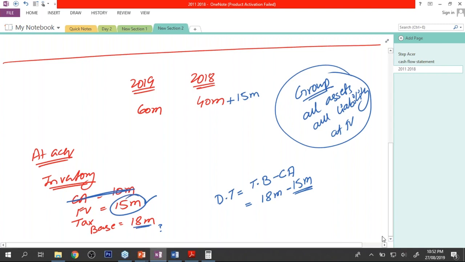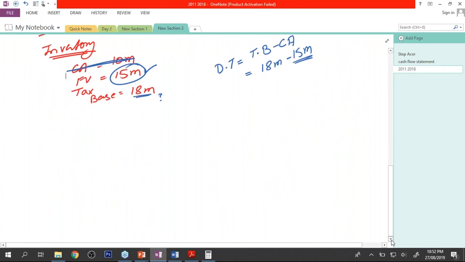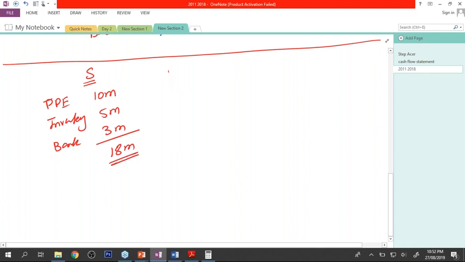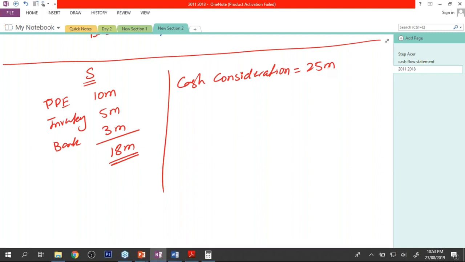So this was the first advanced case that was to be discussed. And we have only 8 minutes. So I'm quickly moving on to the next important point. The second important point is that, for example, we are acquiring a subsidiary, and the subsidiary being acquired has property, plant, equipment of 10 million, and it has some inventory of 5 million, and it has some bank balance of 3 million. These are the assets of the subsidiary, and we are acquiring it for a cash consideration of, let's say, $25 million. This is a subsidiary which we are going to acquire for a cash consideration of $25 million.